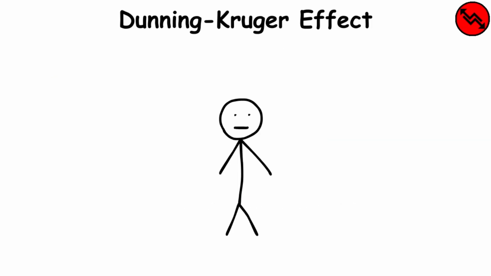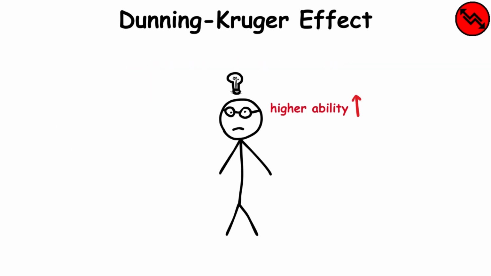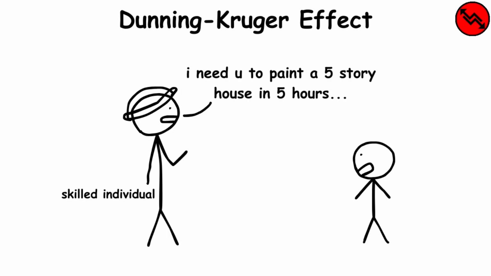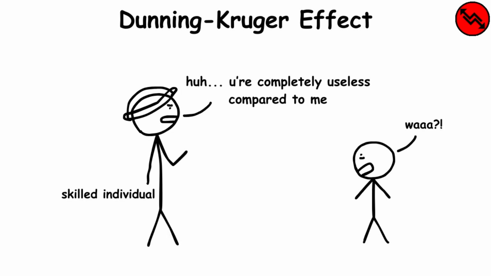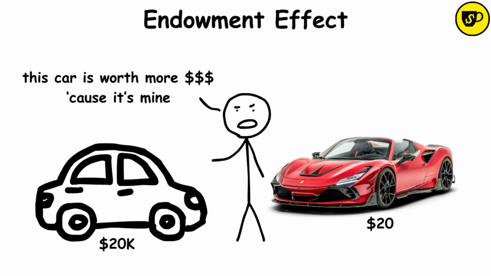The Dunning-Kruger Effect is when individuals with low ability or knowledge in a specific area overestimate their competence, while those with higher ability often underestimate their competence. Conversely, skilled individuals may assume tasks that are easy for them are also easy for others, leading to underestimation of their abilities. Endowment Effect. The endowment effect is where people ascribe higher value to things merely because they own them.